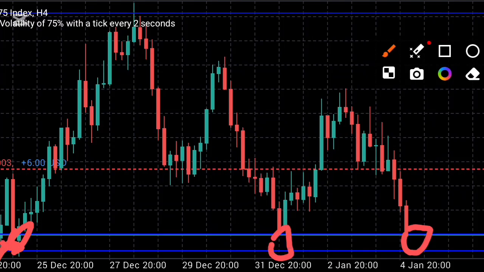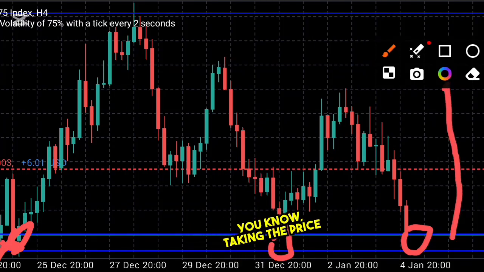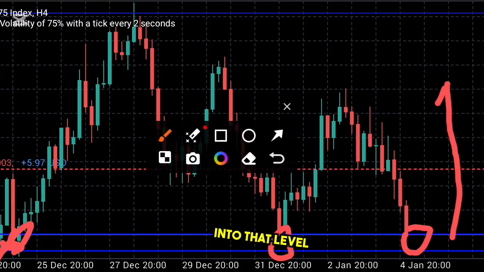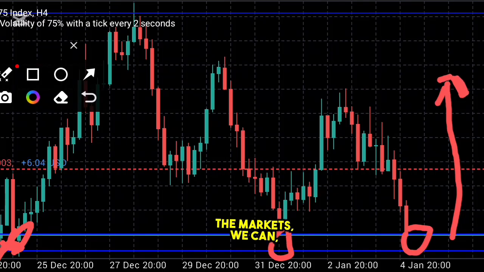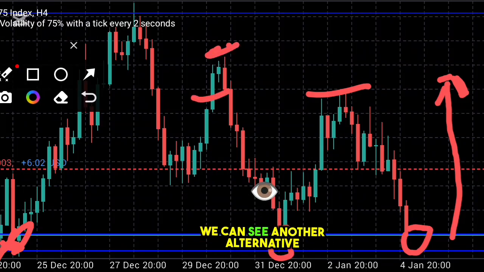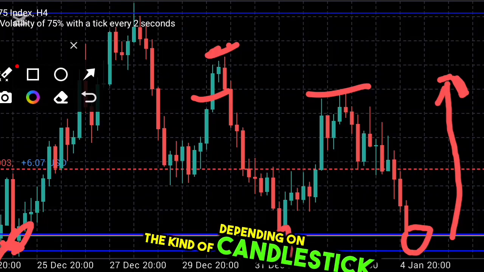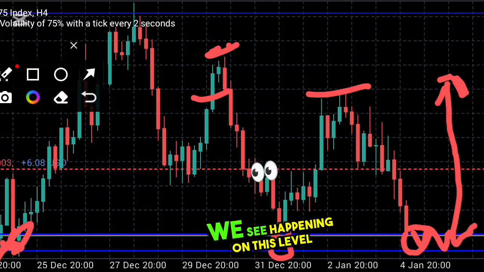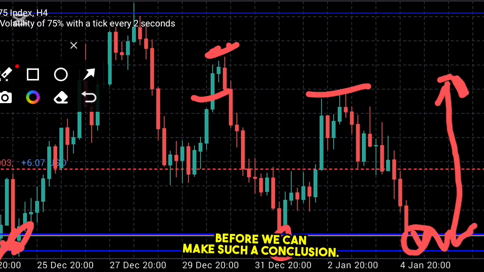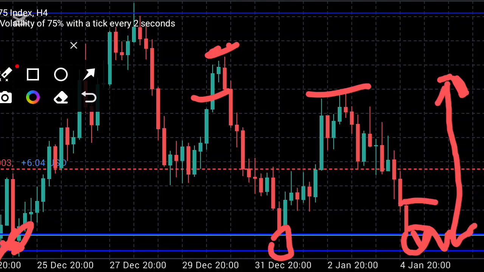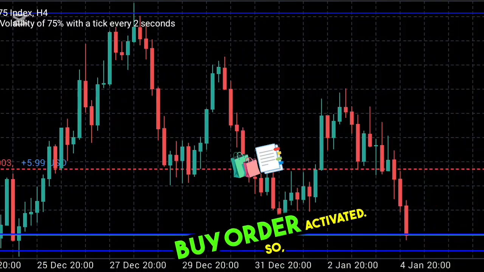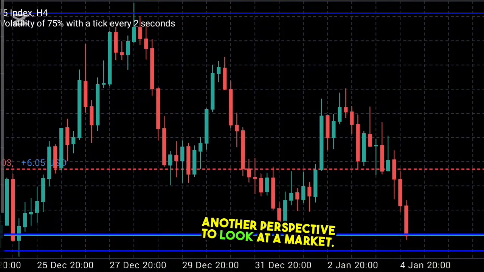So we might see a pullback in between, taking the price up into that level if care is not taken. We can see another alternative for this market, depending on the kind of candlestick we see happening on this level before we make such a conclusion. So just watch out to see if we have a pullback above this level. Above this level, we can have our buy order activated. So it's another perspective to look at the market.